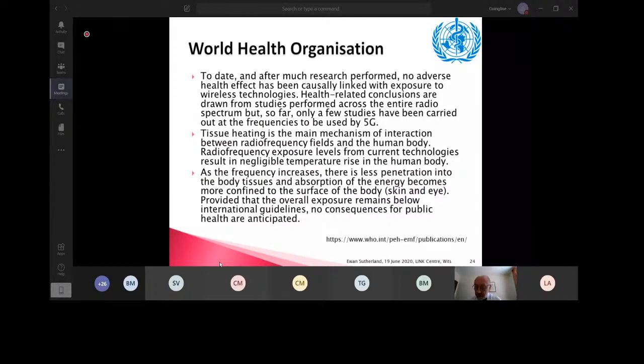There's some fun being had over people claiming that 5G is responsible for COVID-19, and the World Health Organization in Geneva has said very clearly, no, it's not. And it's quite difficult to work out how radiation, electromagnetic radiation, would cause that. As they say, radio frequency fields just don't do those sorts of things.